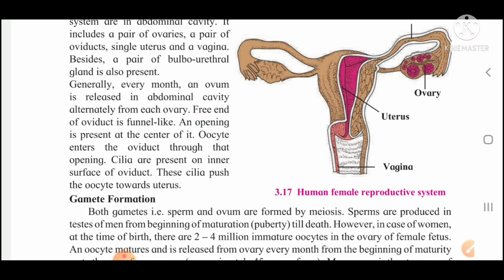उसके वॉल पे जो सब्सटेंस होता है उसे सीलिया बोलते हैं. Cilia are present on the inner surface of the oviduct. These cilia push the oocyte towards the uterus.